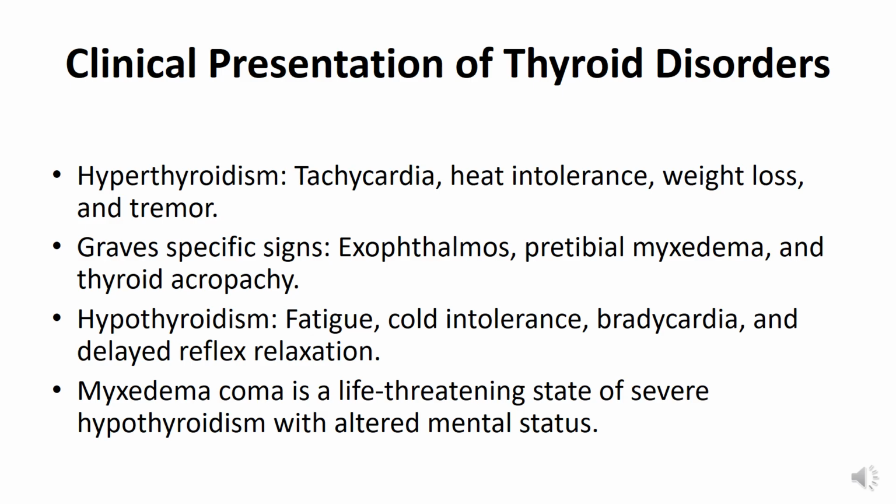Pretibial myxedema is another Graves-specific finding. In this condition, thickened skin develops over the shins due to accumulation of glycosaminoglycans in the dermis. The skin may appear waxy, swollen, or discolored. A much rarer finding is thyroid acropathy. This involves soft tissue swelling and clubbing of the fingers and toes associated with autoimmune thyroid disease.